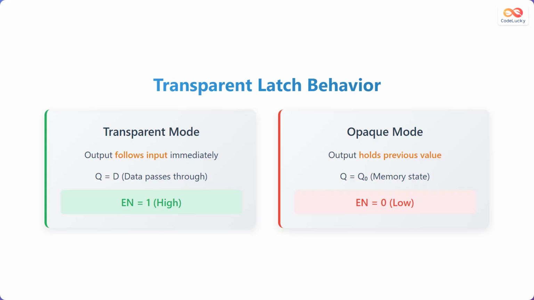The D Latch has two modes of operation: transparent mode and opaque mode. In transparent mode, the output follows the input immediately, meaning Q equals D. This happens when the enable signal EN is 1 or high. In opaque mode, the output holds its previous value, meaning Q equals Q naught. This occurs when the enable signal EN is 0 or low. The key point here is that the latch is transparent when EN is high and opaque when EN is low.